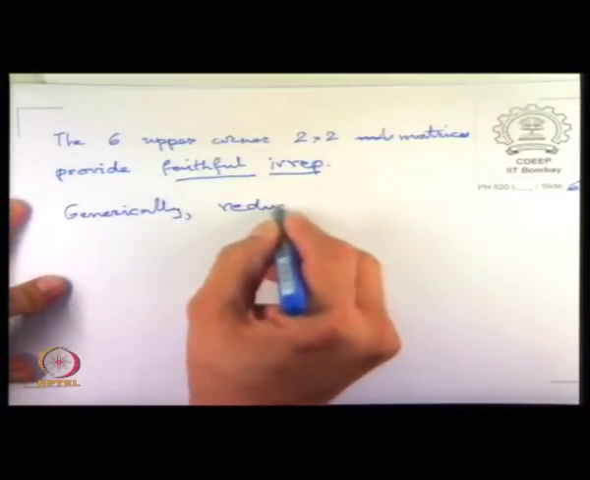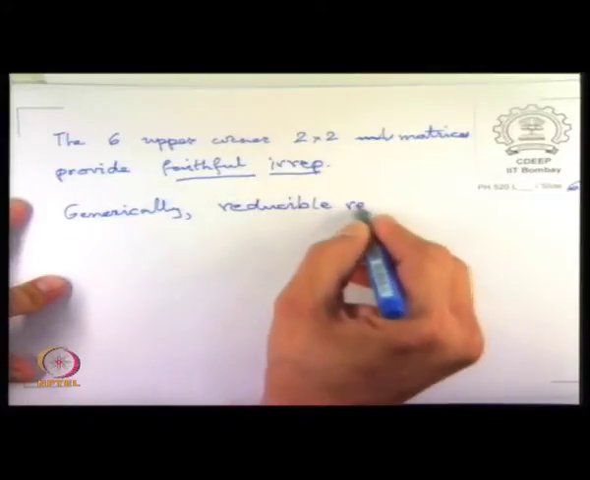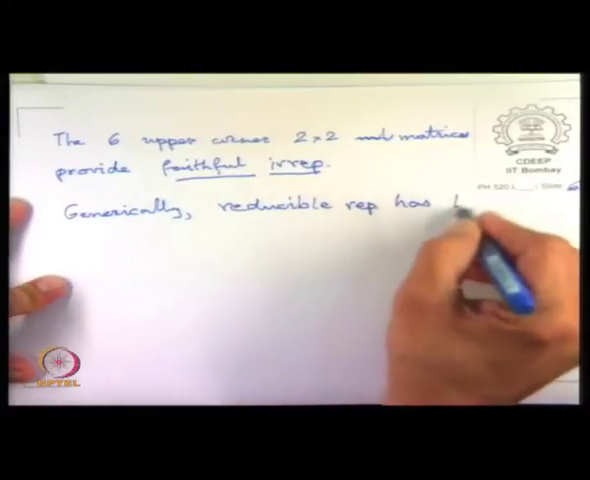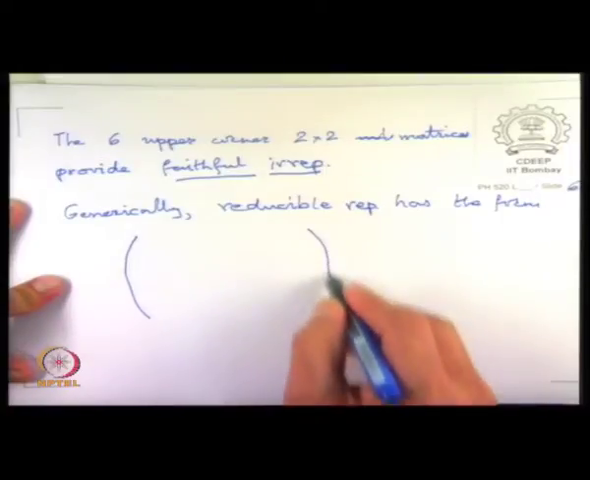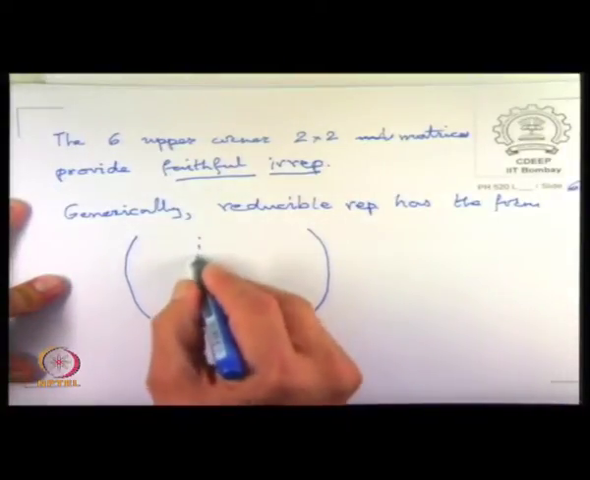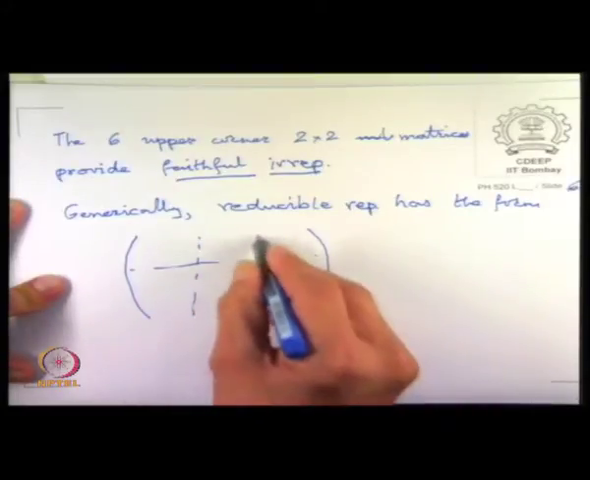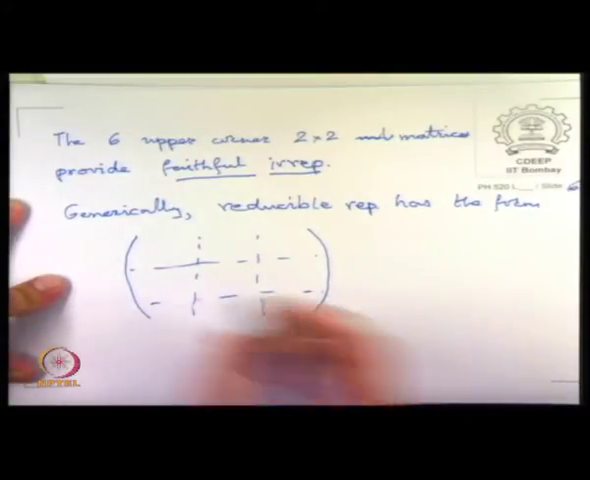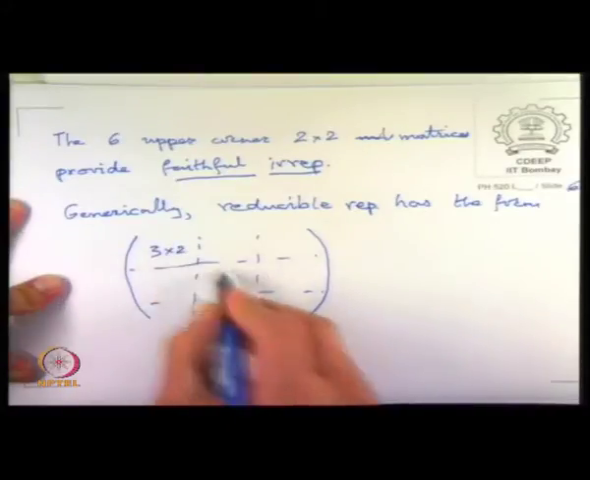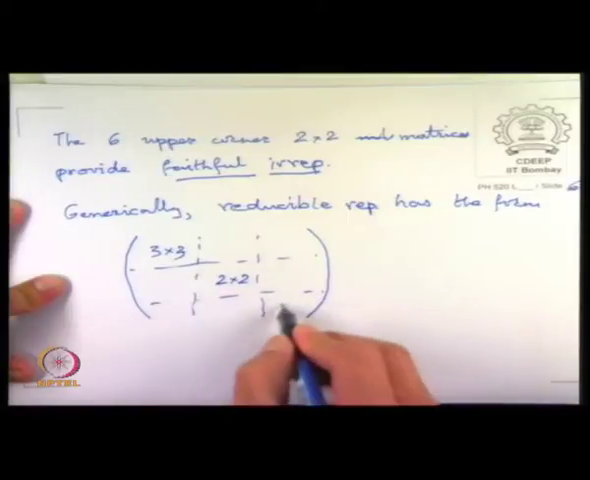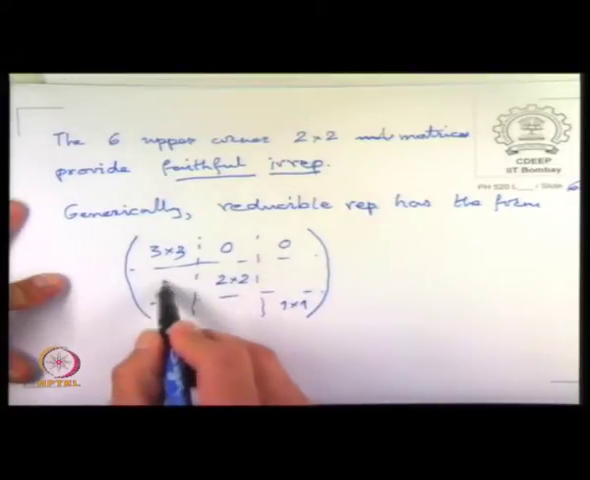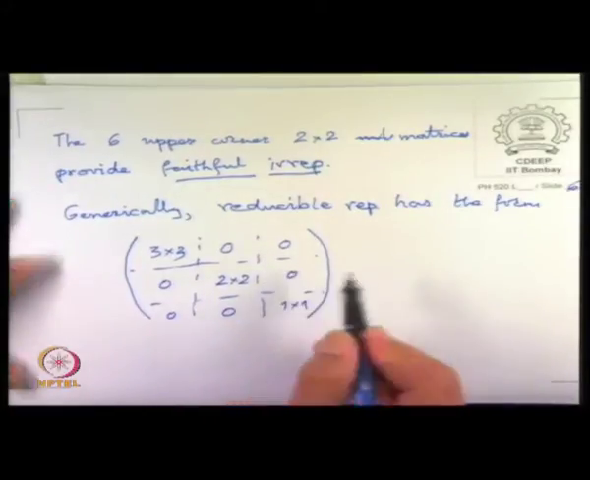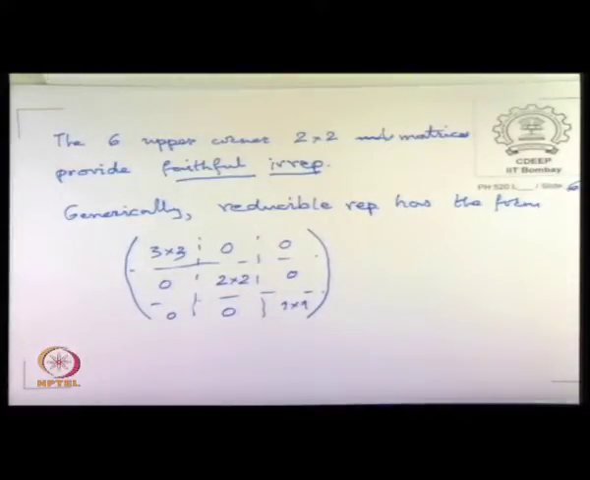So generically a reducible representation has the form of a block matrix. Okay, so it can be 3 by 3, it can be 2 by 2, it can be 1 by 1. And then these entries all have to be 0 matrices of corresponding sizes. Okay. So this is called a reducible representation.